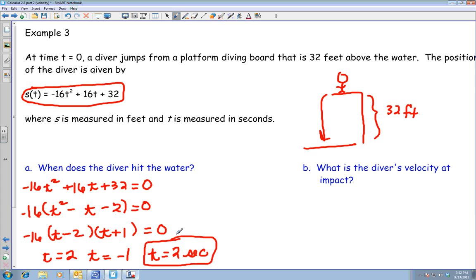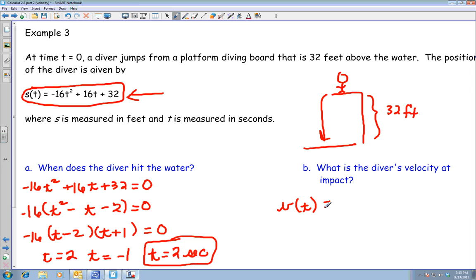So now it says, what is the diver's velocity at impact? Okay, well first of all, I need a velocity equation. I don't have one. All I have is a position equation right here. But we know that velocity is the rate of change of my position. So if I'm talking about the rate of change, I can find the derivative. So when I find the derivative of this position function, it's going to give me my velocity equation.